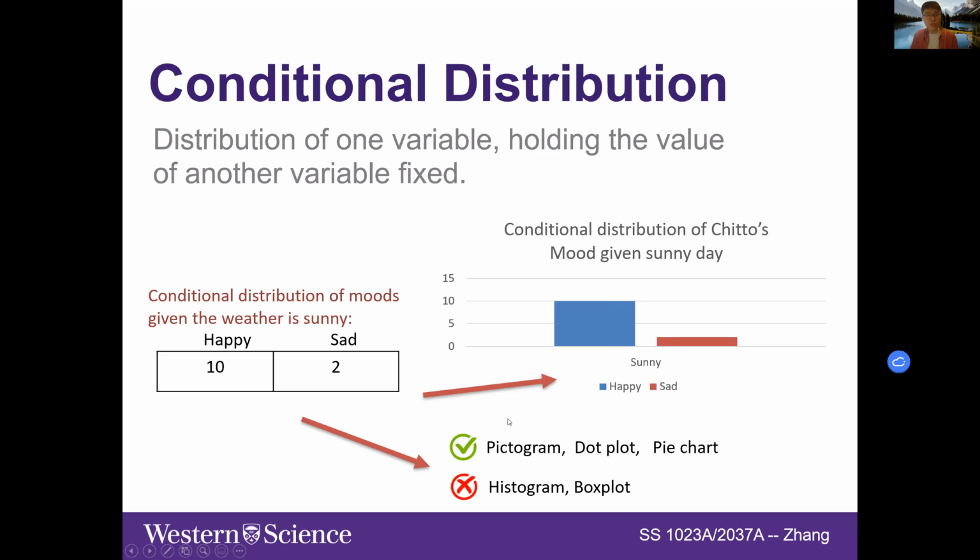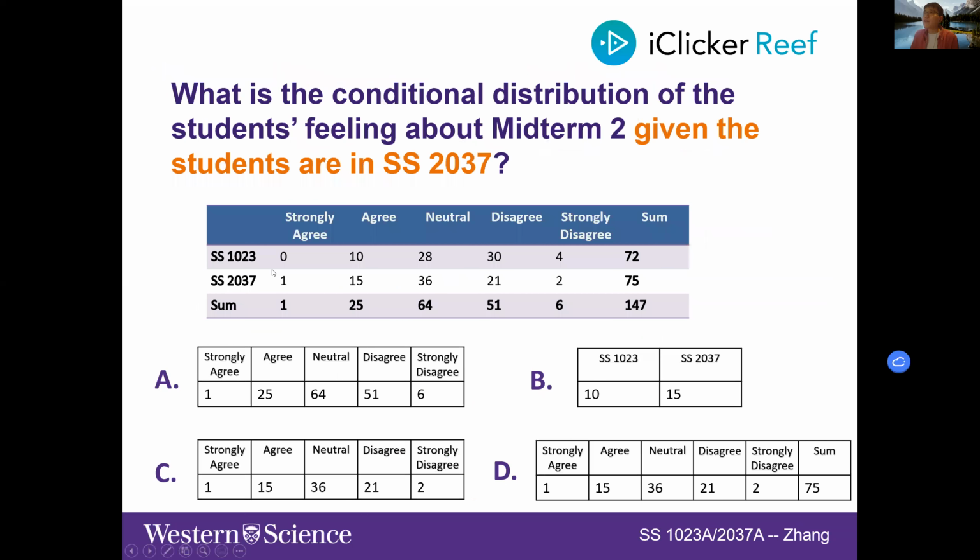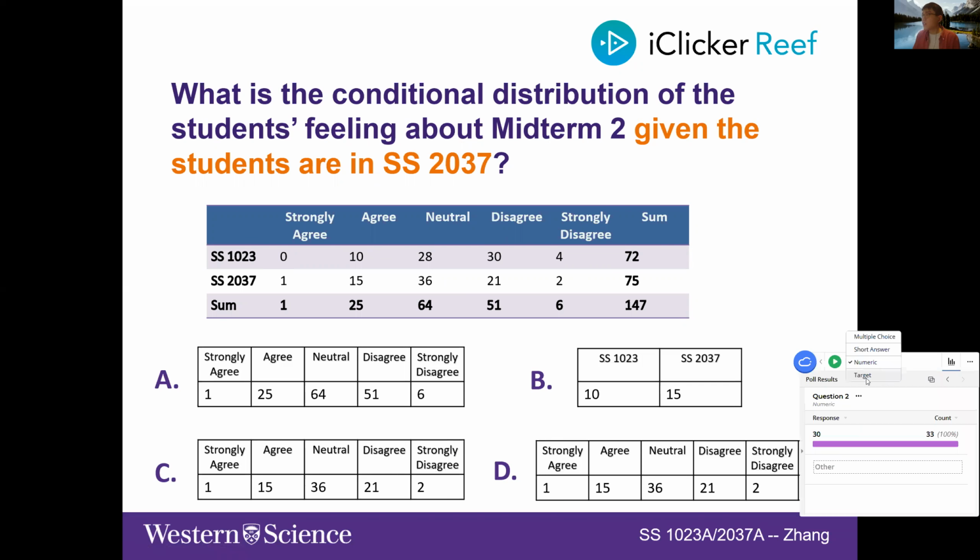Okay, any questions so far about the conditional distribution? Okay, if there's no question, let's do another exercise. For this exercise, the question is, what is the conditional distribution of the students' feeling about midterm two, given that the student is in the group of S2037?